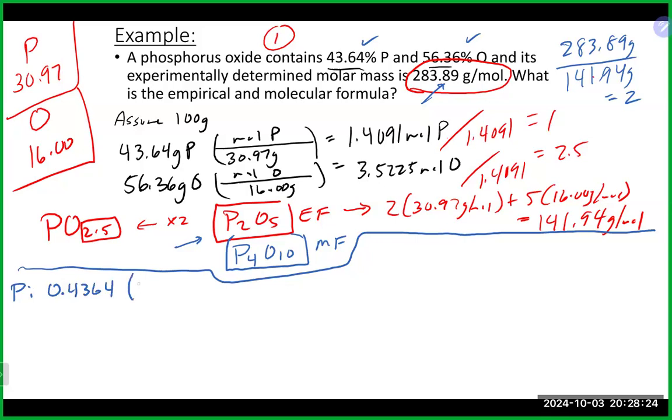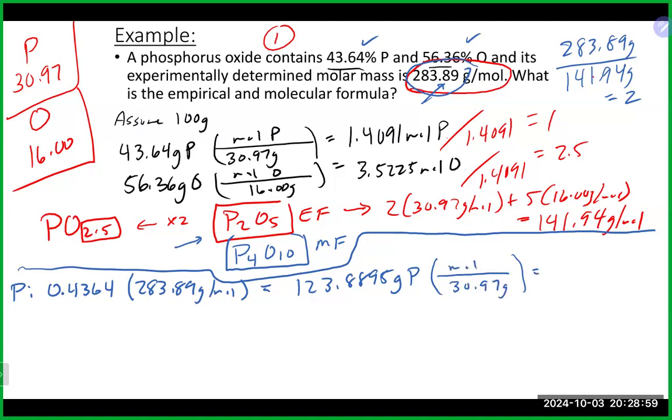0.4364, and times it by my 283.89 grams per mole, basically. That is the molar mass of the entire compound. And that will give me 0.4364 times 283.89. It will give me 123.8895 grams of phosphorus, which then I could use my molar mass of phosphorus, which is 30.97 grams per mole, and divide it by 30.97, and I end up with 4 moles.